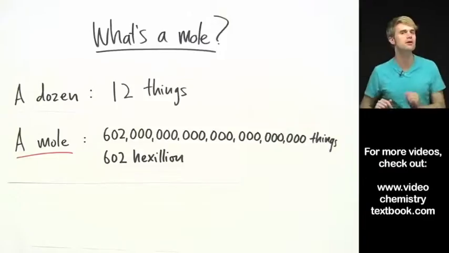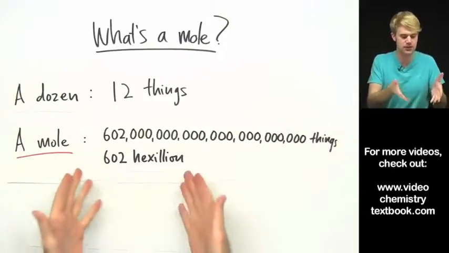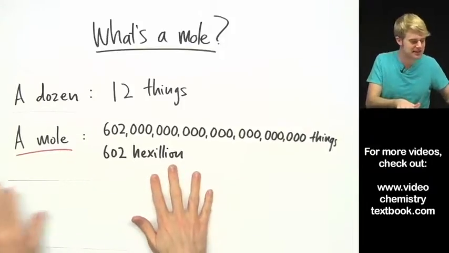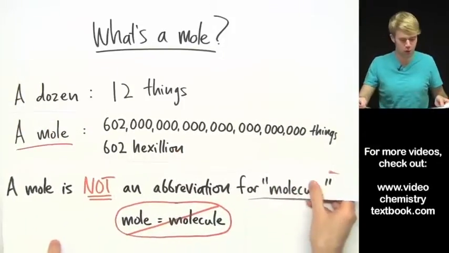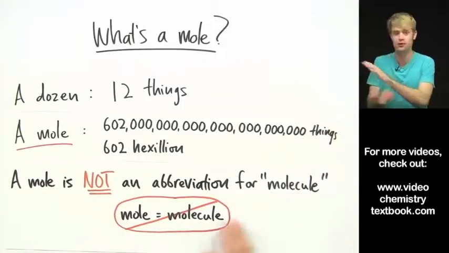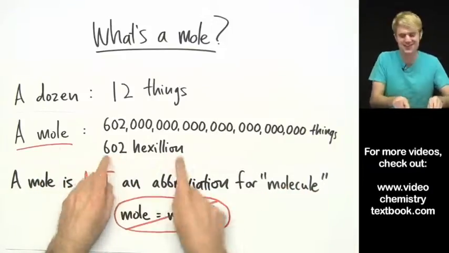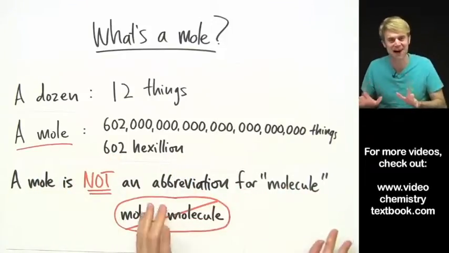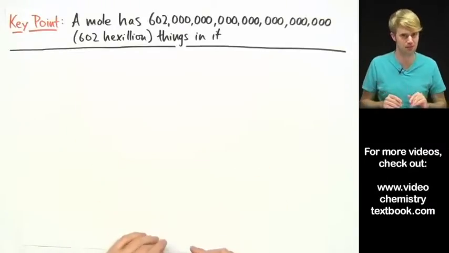Now here's one thing that confuses people about moles. They forget that a mole is a name for 602 hexillion things, and they think that a mole is an abbreviation for the word molecule. So many people think this. They see mole and they think, oh, you mean molecule. No, no, no. If I write mole, I don't mean molecule. I mean a group of 602 hexillion things, not a molecule. So there are 602 hexillion things in a mole.